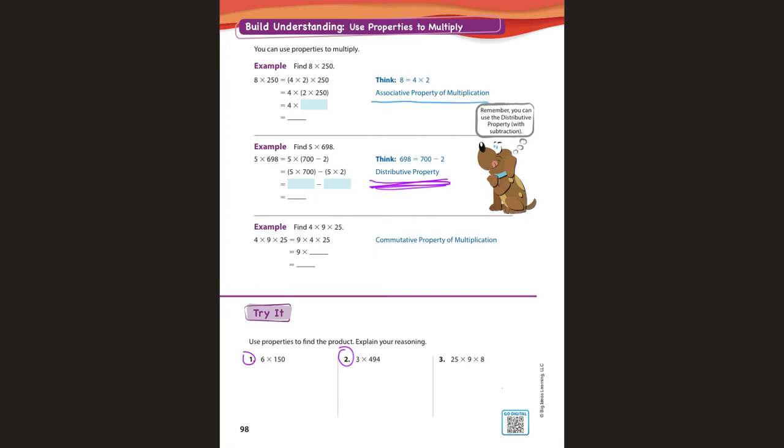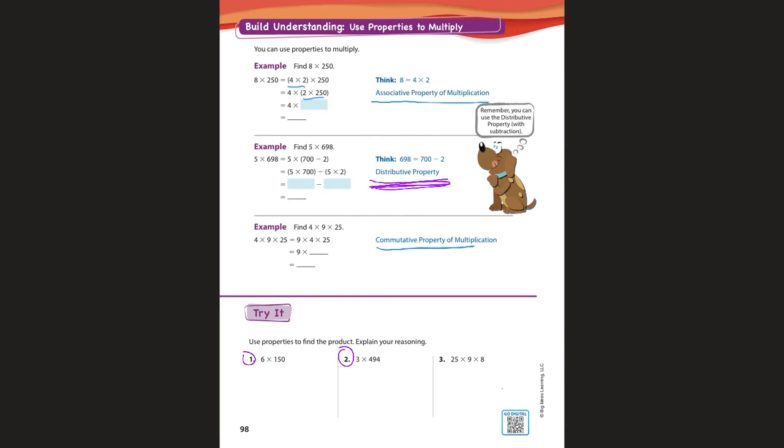The associative property of multiplication tells us that no matter how you group the different factors, you will still have the same answer or the same product. So here they're showing you that you can group the 4 times 2 first, or you can group the 2 times 250 first, and you will still come up with the same answer.